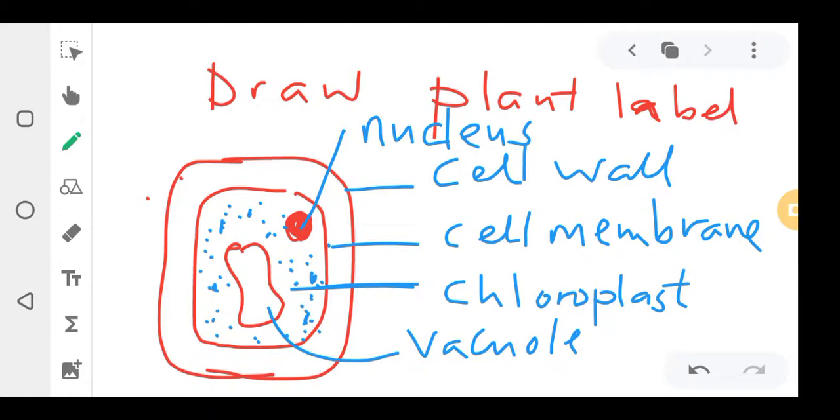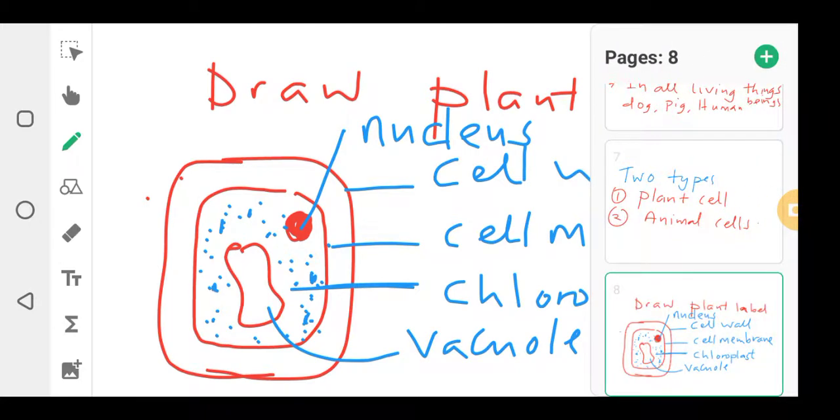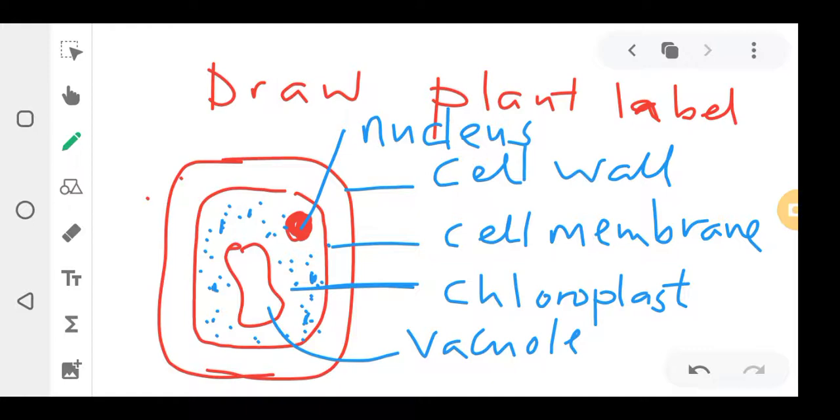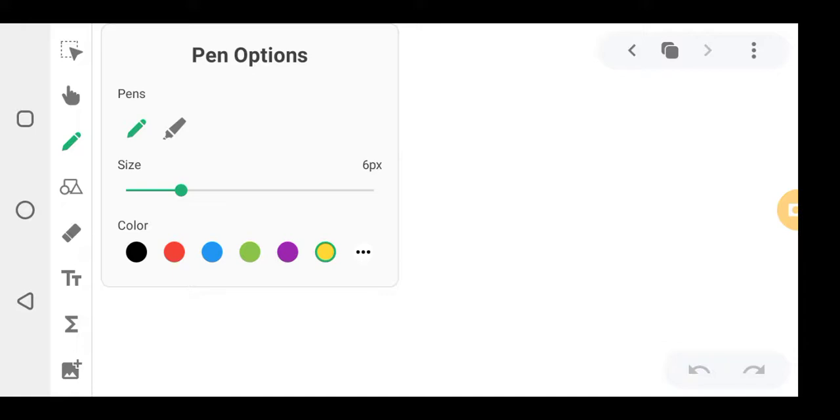Now, what about an animal cell? It also looks like this, but an animal cell doesn't usually have this part called the cell wall. The outer one is not there in animals. So let me draw an animal cell so that I make you understand.